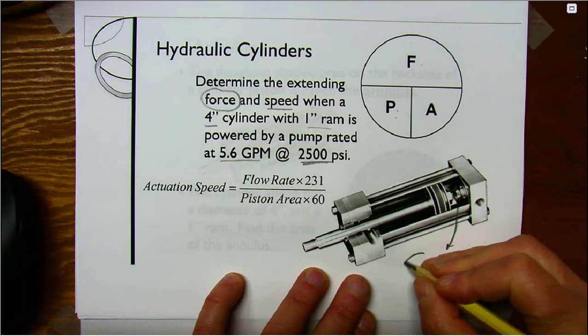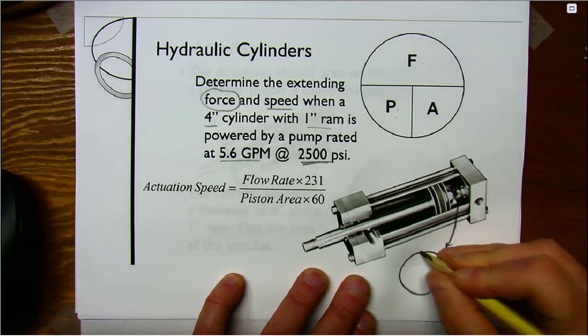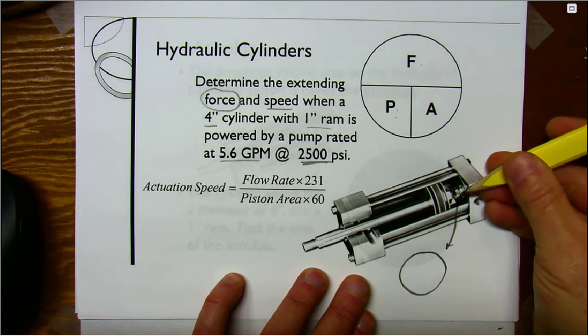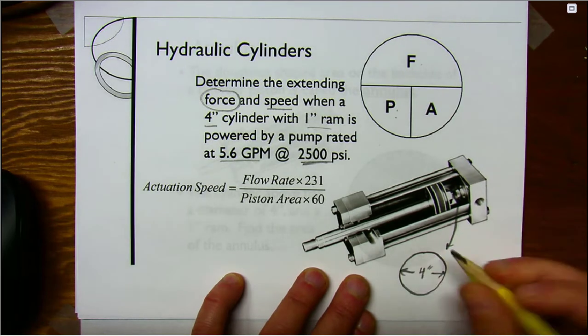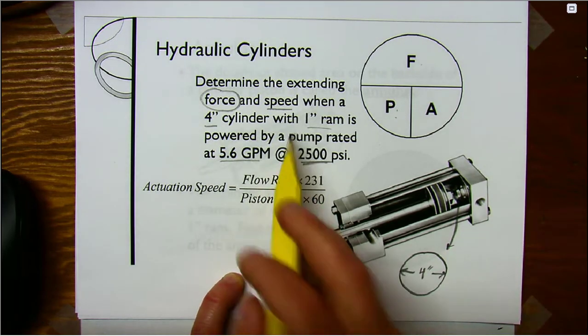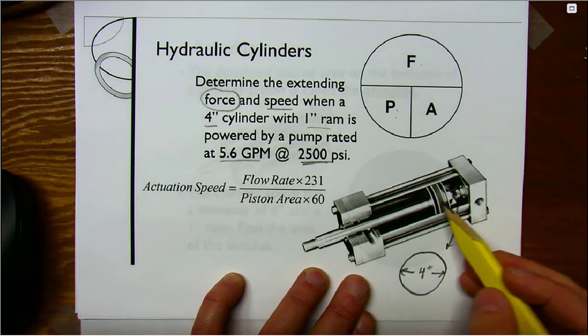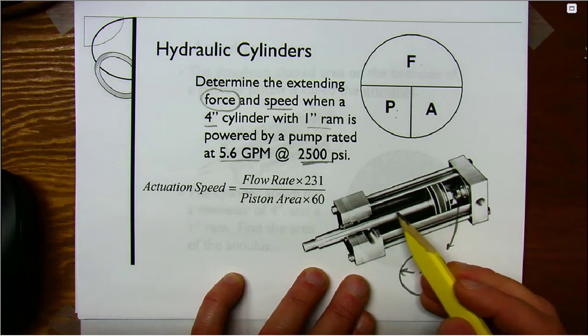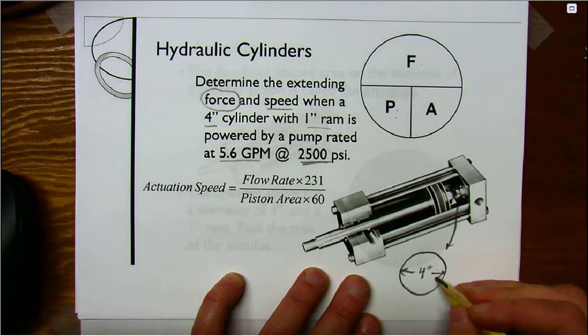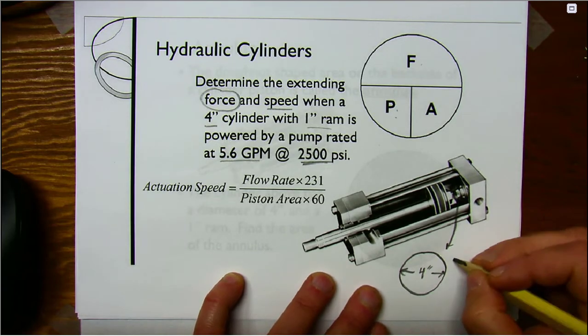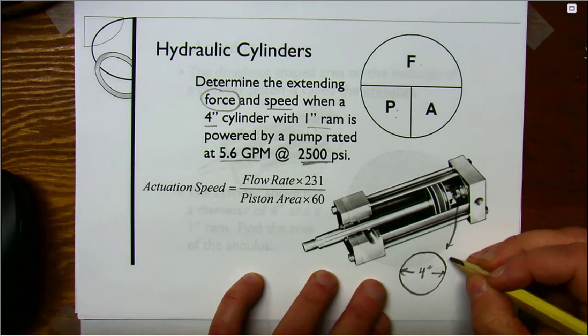So if you think about that, that means the hydraulic fluid is pushing on a circular piston whose diameter is 4 inches. The fact that there's a 1-inch ram doesn't affect the extending side because the ram is on the other side. That'll affect something we're going to do in just a minute. But when it's extending, it's just pushing against the whole cylinder, so, against the whole piston.